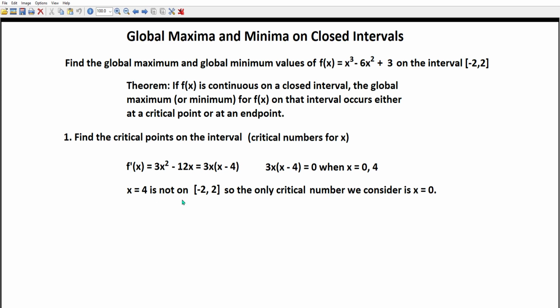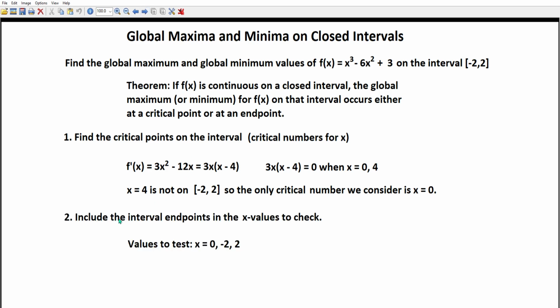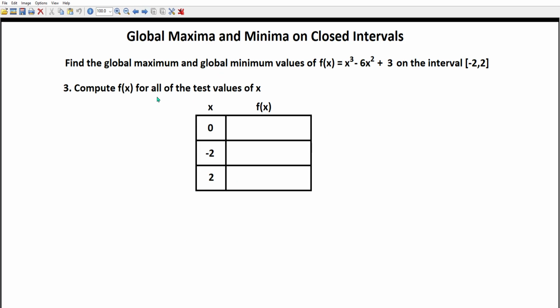However, 4 is not on the interval -2 to 2. So the only critical number we consider is x equals 0, which is on that interval. We also have to include the interval endpoints in the x values that we're going to check, and the endpoints are x equals -2 and x equals 2. So including 0 into that list, we have 3 values that we need to test. Now the way we're going to test them is we're going to put those values into the function and see what function values come out.